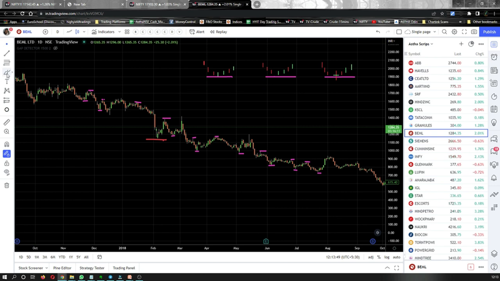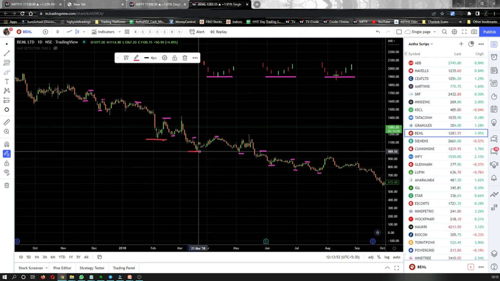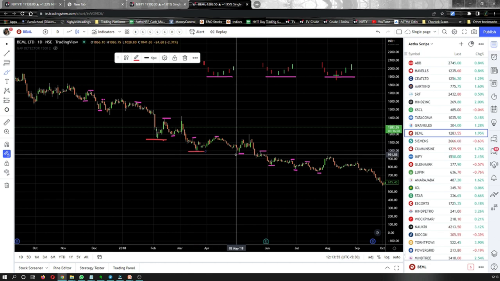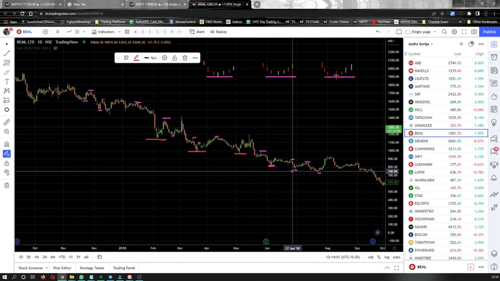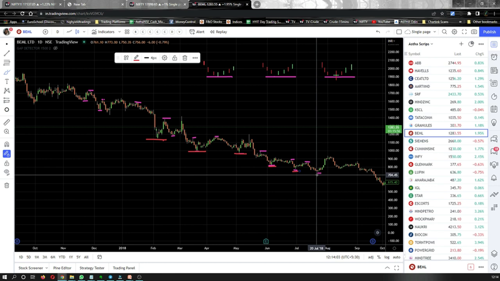You need to again use an indicator that works as a support at this lower low level, and at this lower low level, and at this one, and at this one.